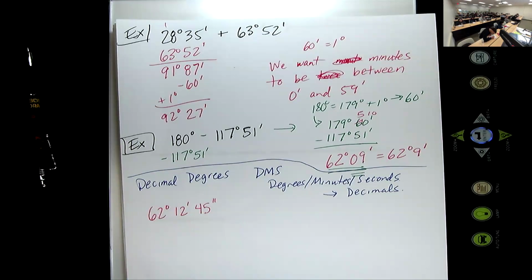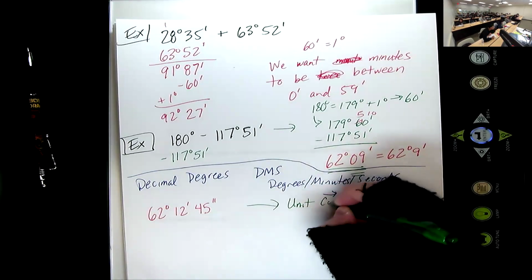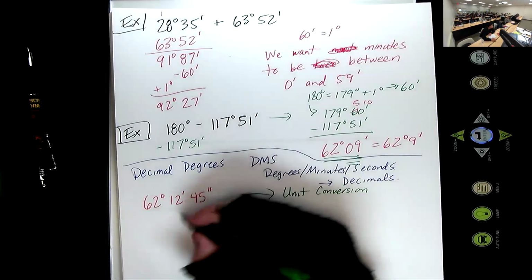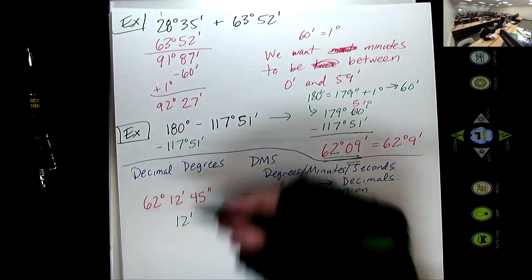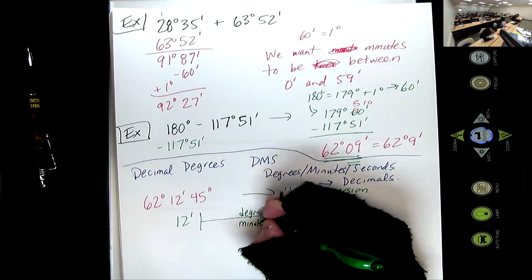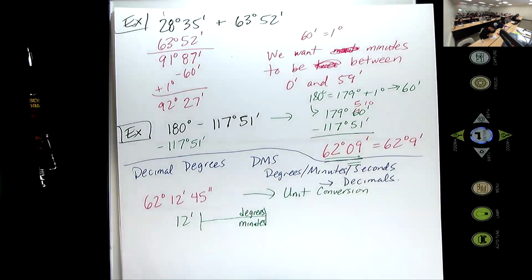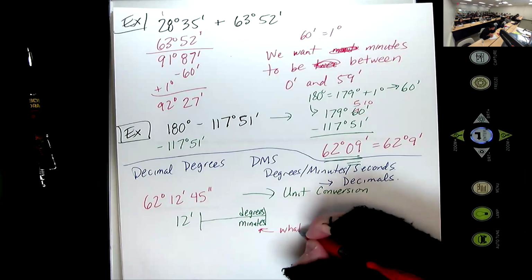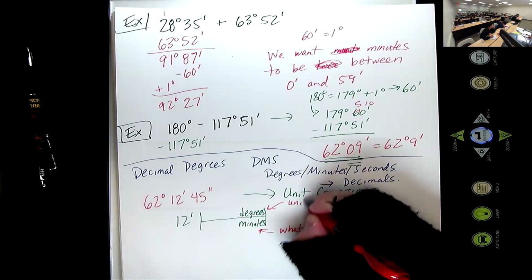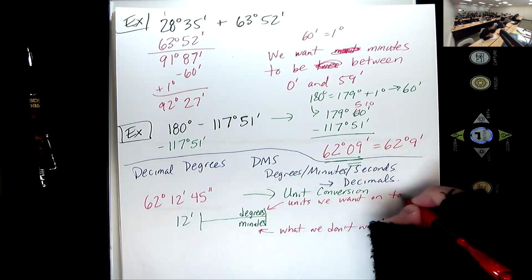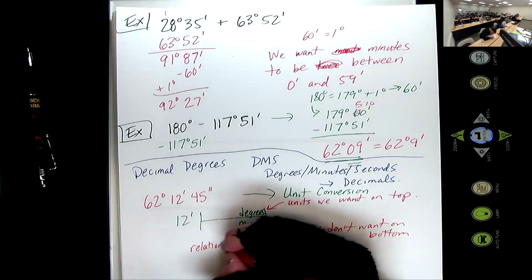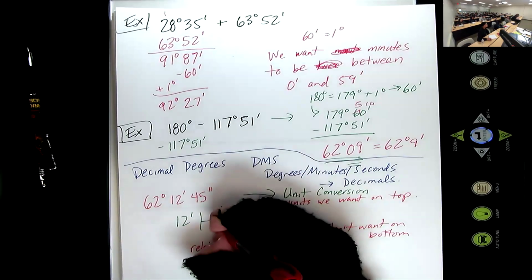I don't know if you ever learned this, but what we're about to do is called unit conversion. Converting between different types of units, like inches to feet, stuff like that. So if I want to take the 12 minutes and convert it to a decimal, the way you can do unit conversions is we want to get rid of minutes, put it on the bottom, and we want degrees on top. That's what we're aiming for. What we don't want goes on the bottom, and the units we want go on top. Then you write the relationship between them. The relationship between them is in the form of numbers. 1 degree is 60 minutes.